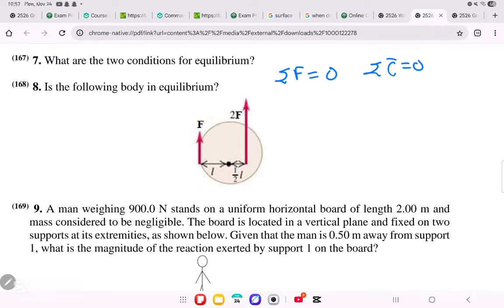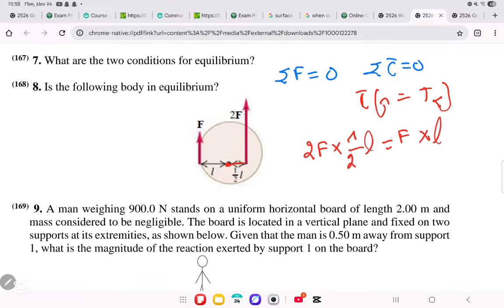If we do the rotational first, the torque that's counterclockwise should be equal to the torque that's clockwise. If you do the right hand rule, you will see that the counterclockwise torque is going to be 2F times the perpendicular distance from the axis, which is 1/2 L. It's supposed to be equal to the clockwise torque, which is the force F times the perpendicular distance L. So basically, FL equals FL.